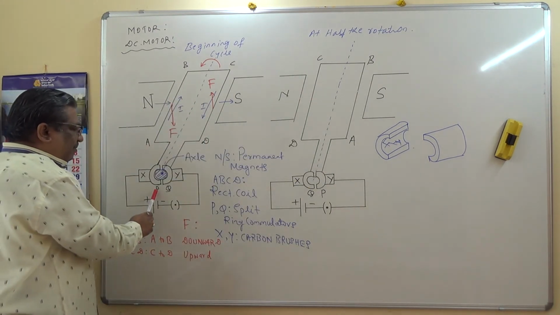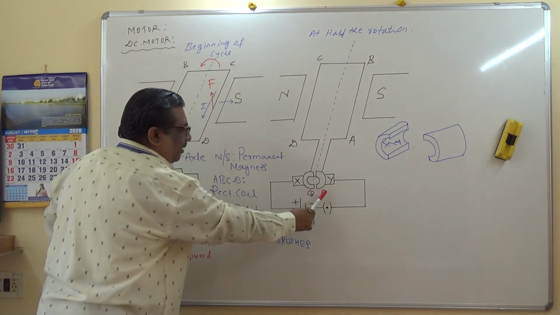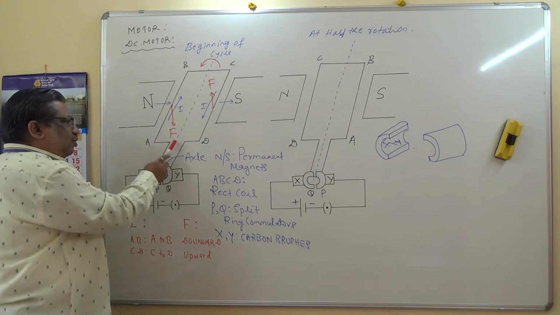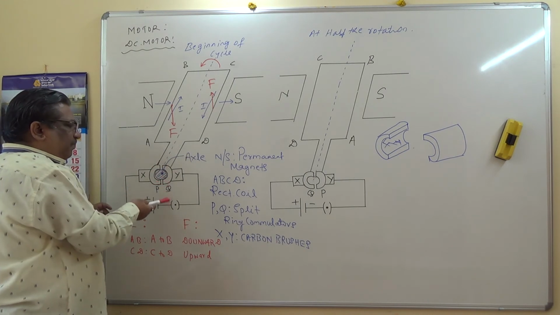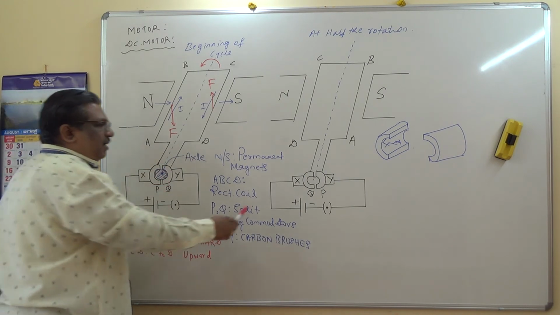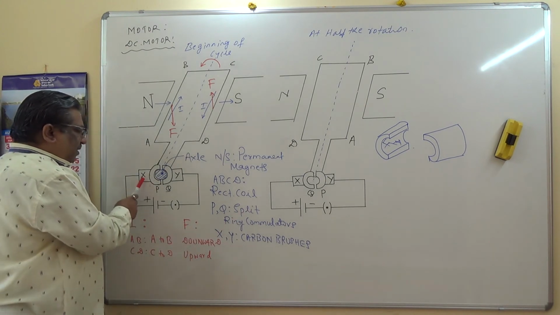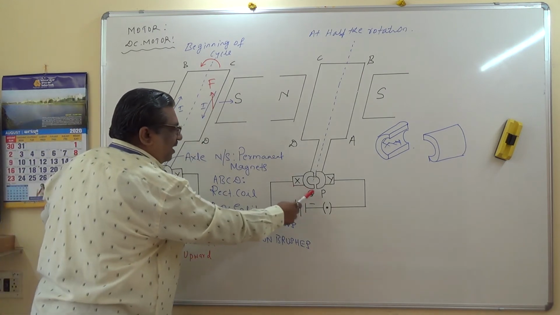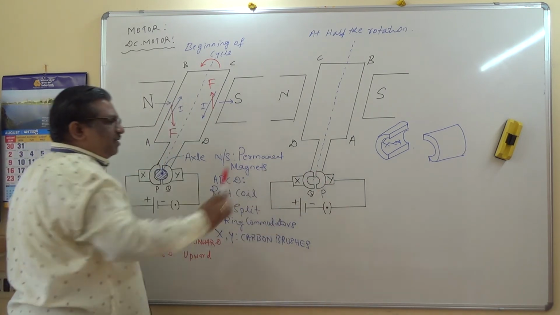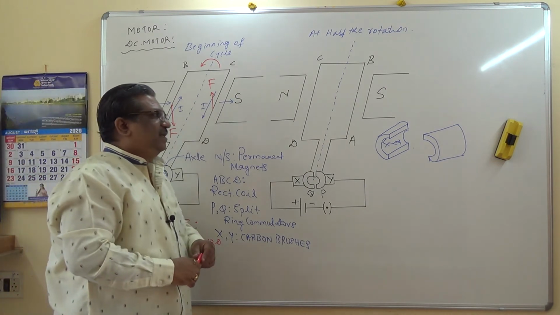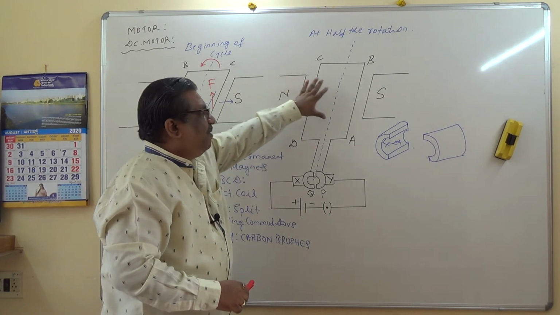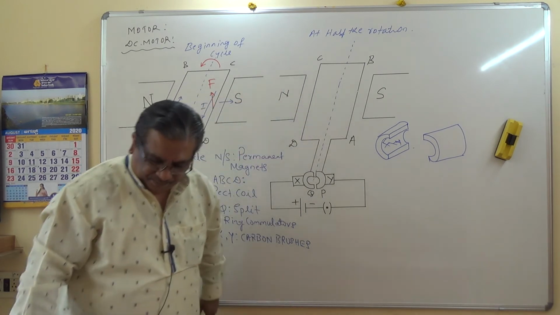Check the split ring commutators P and Q. It is Q and P here because the split ring commutators are permanently attached to the ends of the rectangular coil. As the coil rotates, P and Q, the split ring commutators, also rotate. Now P was in touch with X and Q was in touch with Y. After half rotation, Q is in touch with X and P is in touch with Y. This is the situation. Let us apply once again Fleming's left hand rule for arm CD and for arm AB and check the rotation.